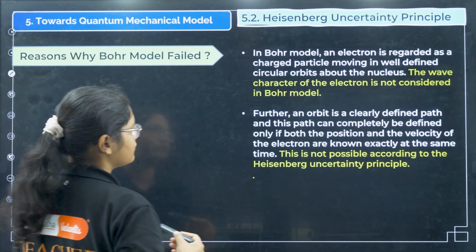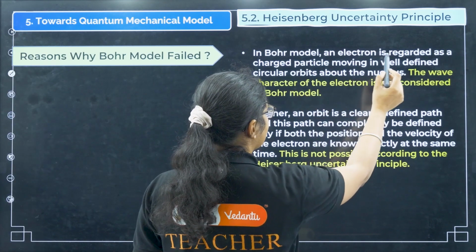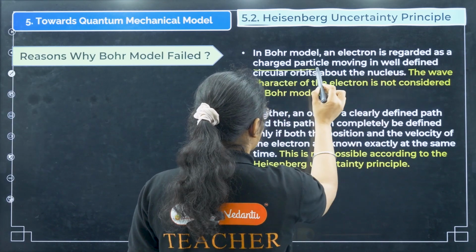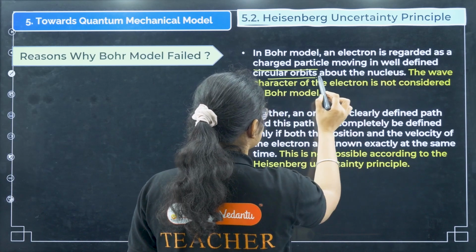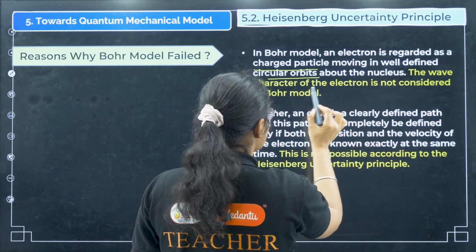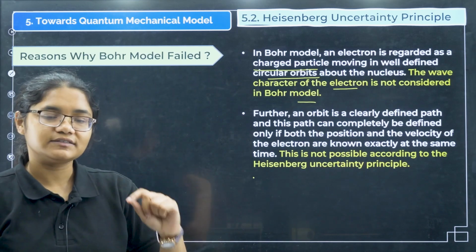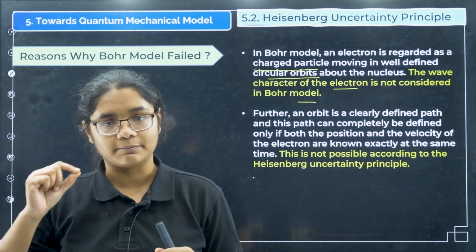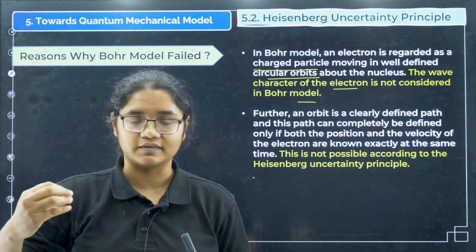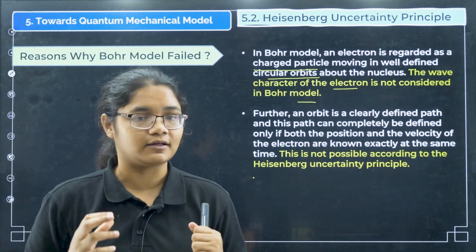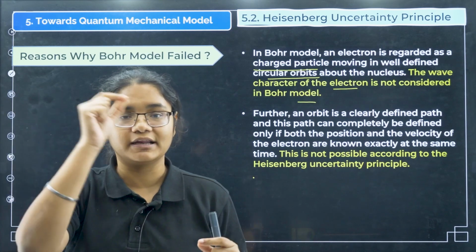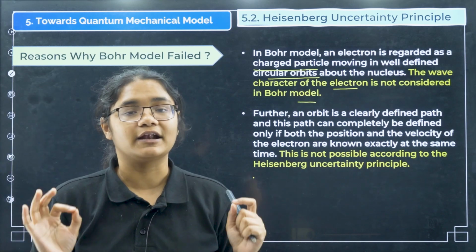So I already told you the first one. In Bohr's model, an electron is regarded as a charged particle moving in well-defined circular orbits about the nucleus. The wave character of the electron is not considered, right? So just now we saw that de Broglie says particles can also have wave-like nature. So in Bohr's model, the electron's wave nature was not at all considered.